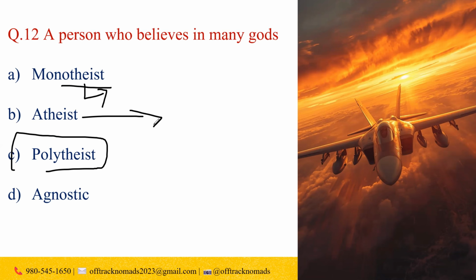Okay, then what is this? Agnostic. Agnostic means a person who is doubtful, a person who believes that nothing is known or can be known of the existence of God. He is a skeptic, a person who doubts the truth of God. It is one of the forms of atheism. So he doubts the existence of God. That is known as agnostic. Right?